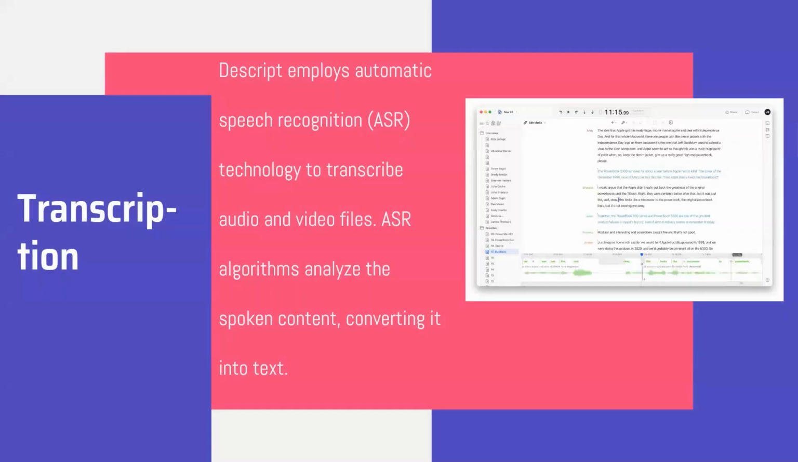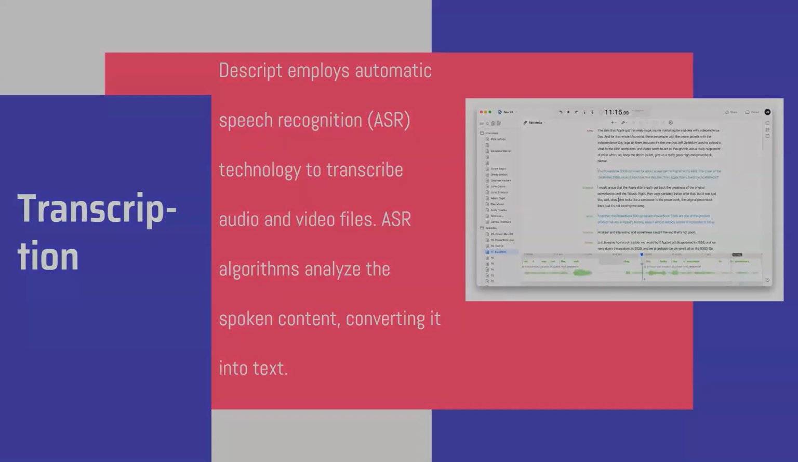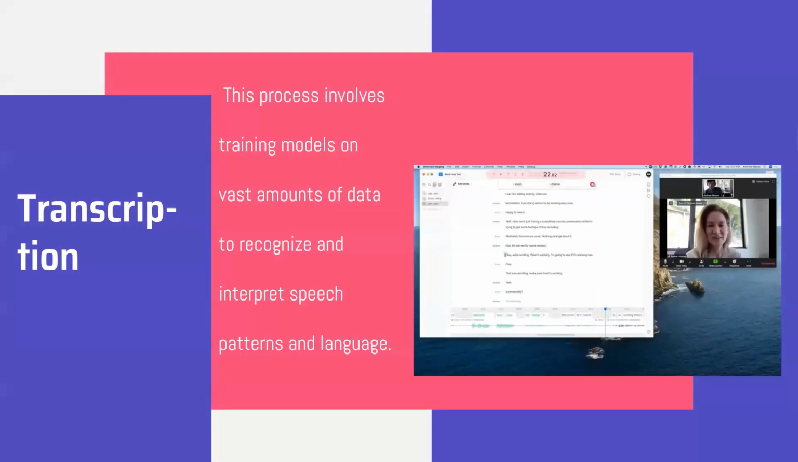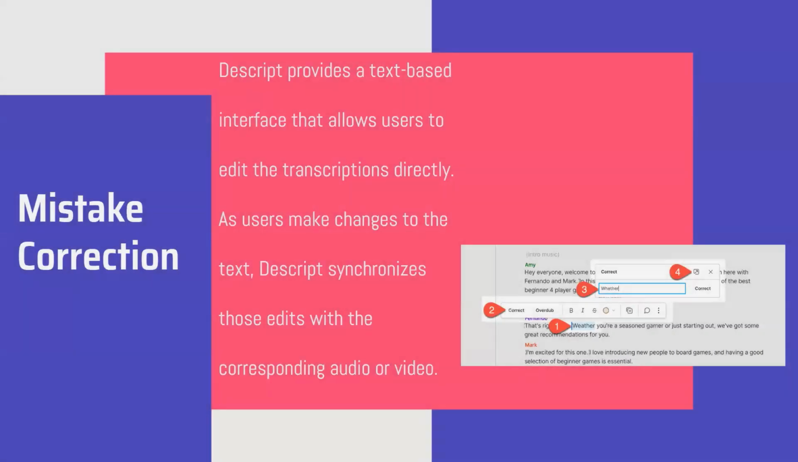Descript employs something called automatic speech recognition, or ASR, technology to transcribe the audio and video files. The ASR algorithms will analyze your video file and what you've said and convert it into text. The transcription process involves training an AI model on a lot of data to be able to interpret speech patterns and recognize natural human language, not scripted language.